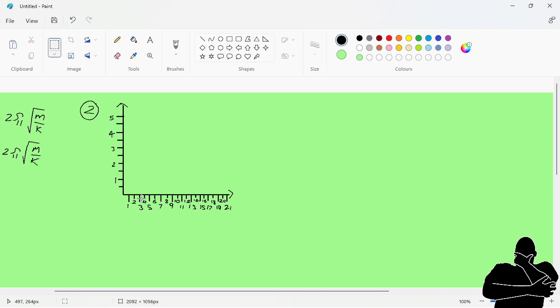Second one is 2. Third one is 3. Each one of these represents 1 unit, and you count going up. So that's basically how you're going to make a scale for your graphs.